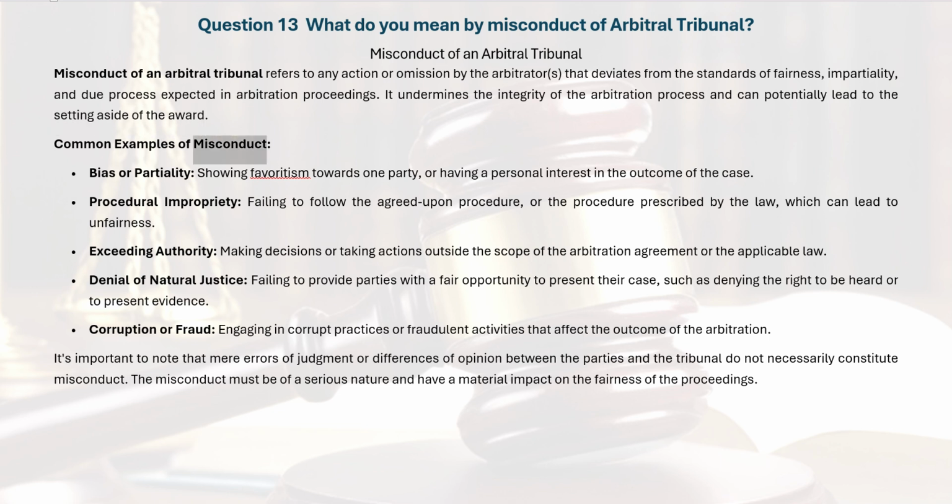Common examples of misconduct. Bias or partiality, showing favoritism towards one party, or having a personal interest in the outcome of the case. Procedural impropriety, failing to follow the agreed-upon procedure or the procedure prescribed by the law, which can lead to unfairness. Exceeding authority, making decisions or taking actions outside the scope of the arbitration agreement or the applicable law. Denial of natural justice, failing to provide parties with a fair opportunity to present their case, such as denying the right to be heard or to present evidence. Corruption or fraud, engaging in corrupt practices or fraudulent activities that affect the outcome of the arbitration.